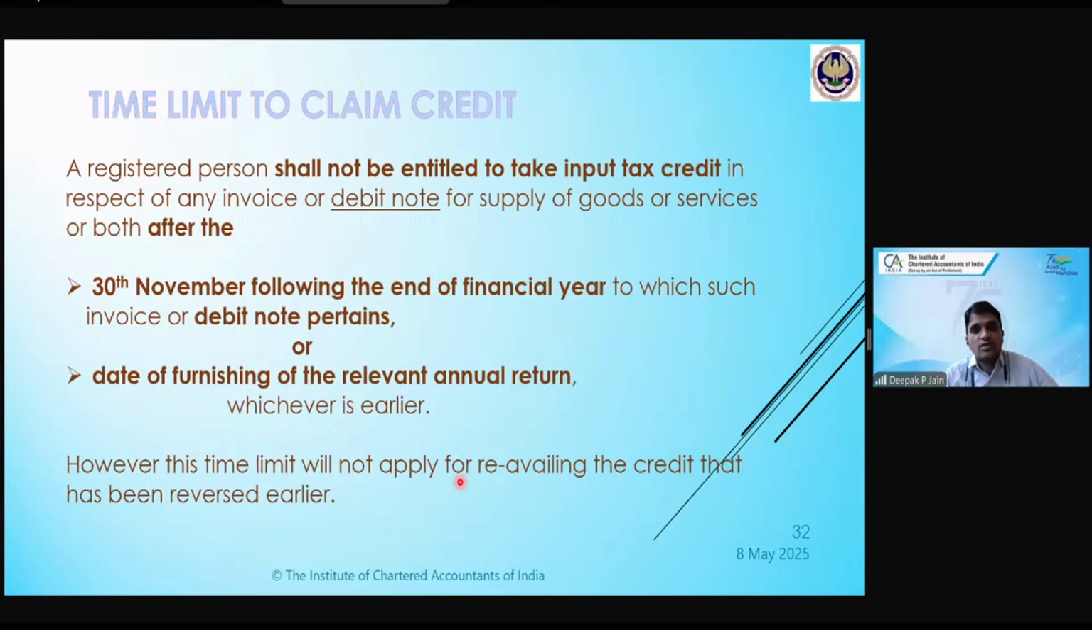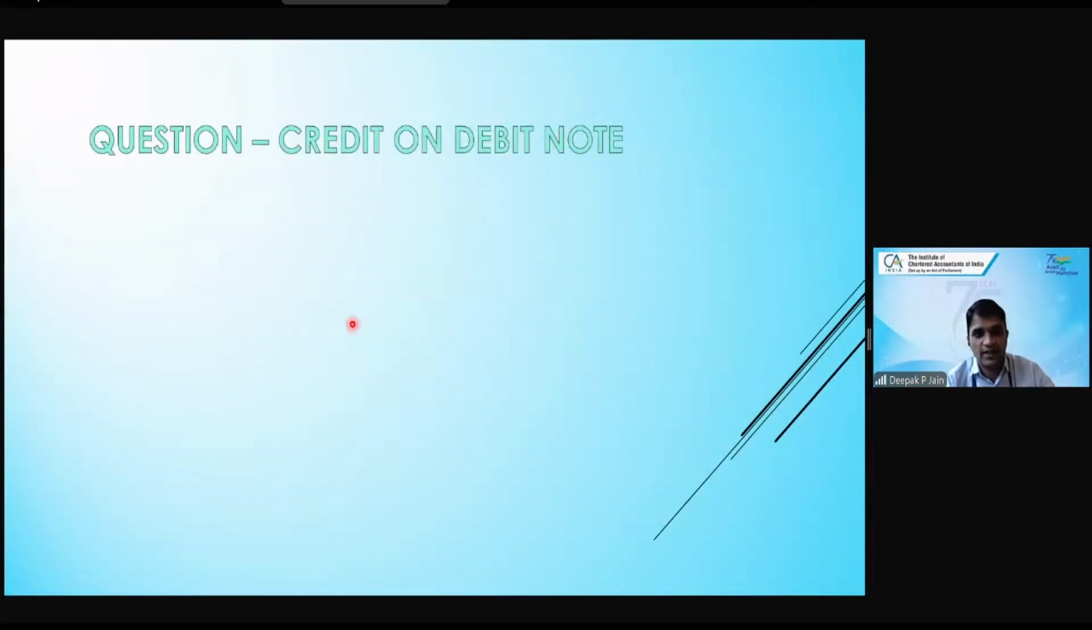Any extension available to 30th November? No. There is no extension available except in COVID. Not even in COVID did they give this extension. Prior to COVID, only in 17-18, in the first year, they extended till March because that was the first year. But none of the subsequent years, even in COVID, have they extended. So extension will not be available beyond 30th November. Okay, so that is the second condition on claiming the credit, availing the credit.